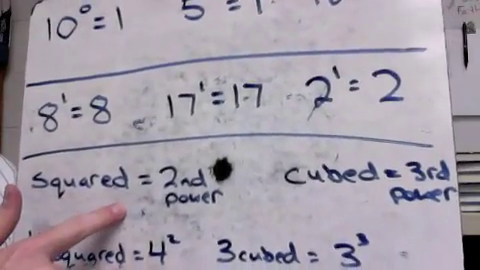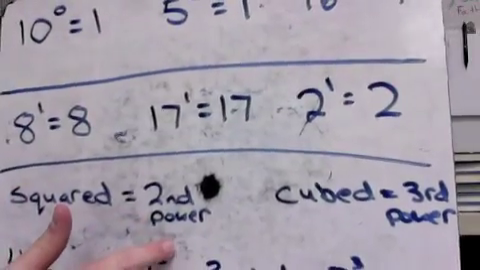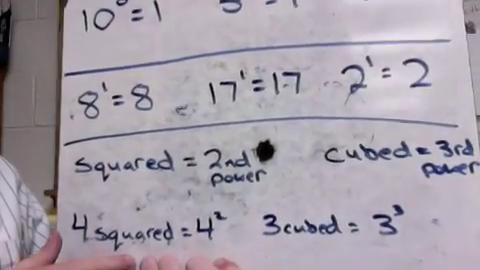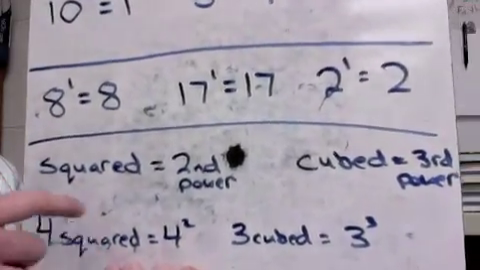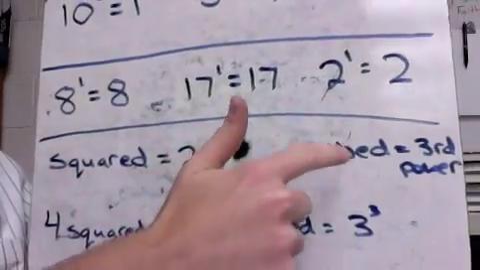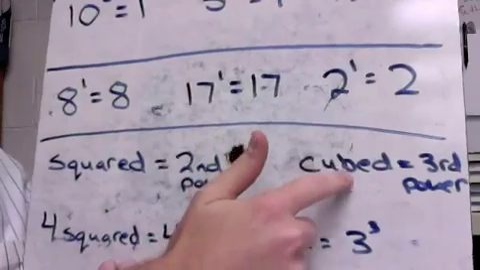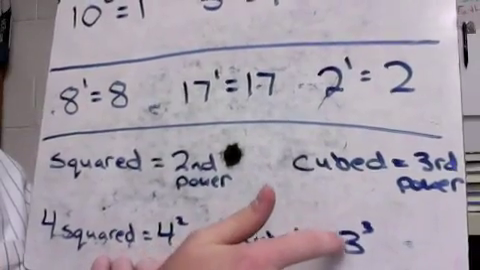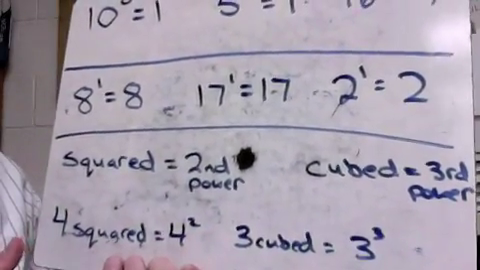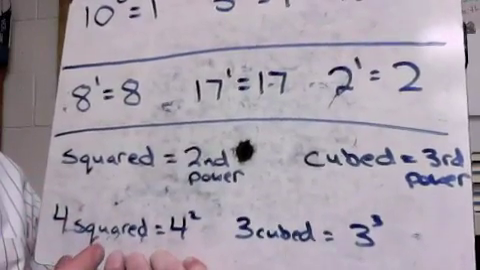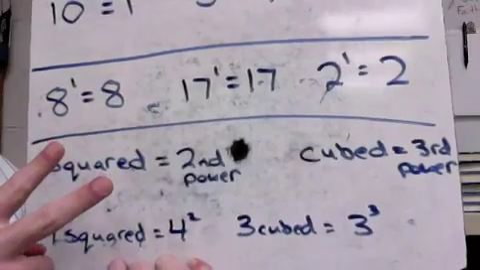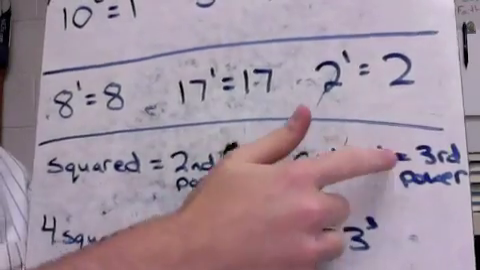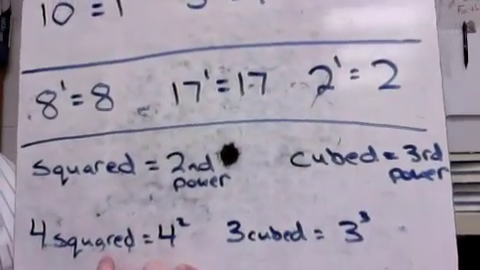The last thing I want you to write down for these notes here is, if you ever see the word squared, squared means to the 2nd power. Okay? So for example, 4 squared is 4 to the 2nd power. If you ever see the word cubed, cubed means to the 3rd power. So if I say 3 cubed, that's 3 to the 3rd power. How I like to remember these is, a square has 2 dimensions, so it's to the 2nd power. A cube is 3-dimensional, so it's to the 3rd power. That's just something that helps me.